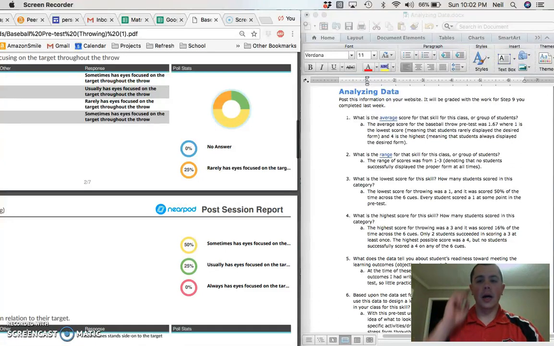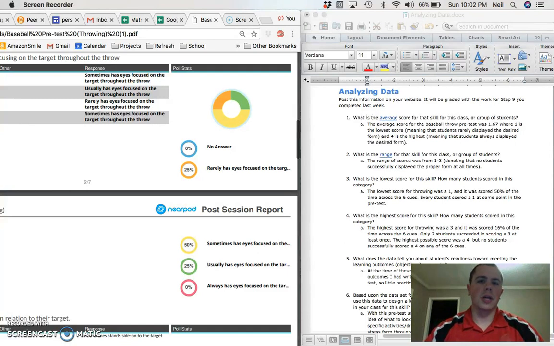So today we are analyzing the data from the baseball throw pretest that we scored a couple weeks back. First things first, this is a pretest, so the scores are on the low end, but that is because it is before doing much training or much explanation.